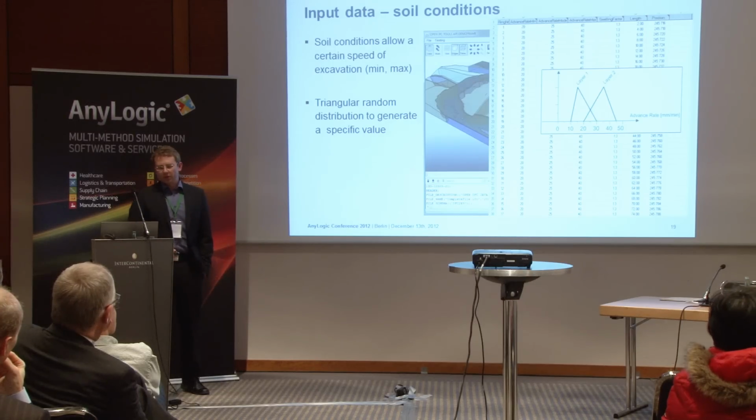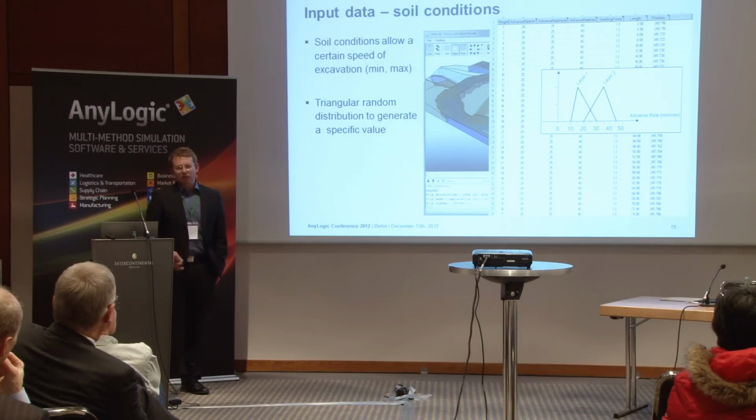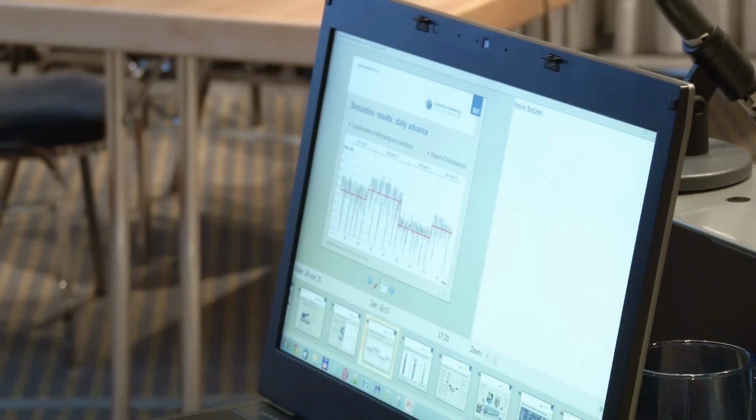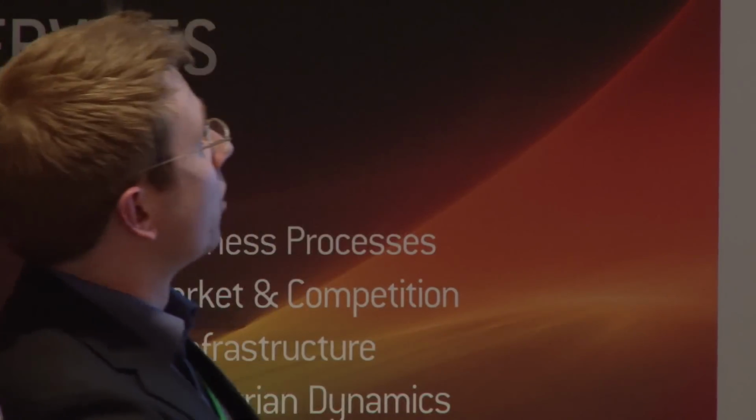We started with connecting into Excel and just taking out the values from Excel. When we run the simulation, we can already produce some good results. The main performance indicator in mechanized tunneling is the daily advance rate, which means how many rings you assemble per day.